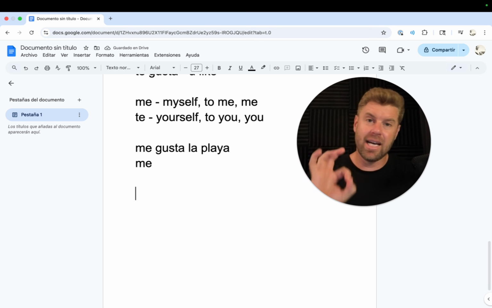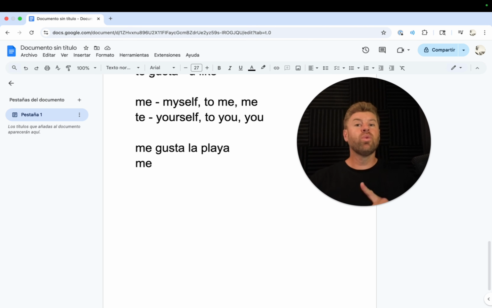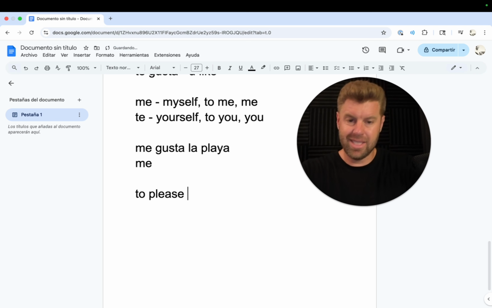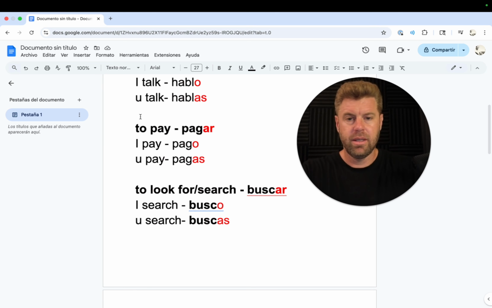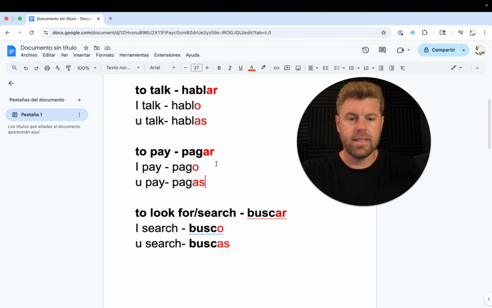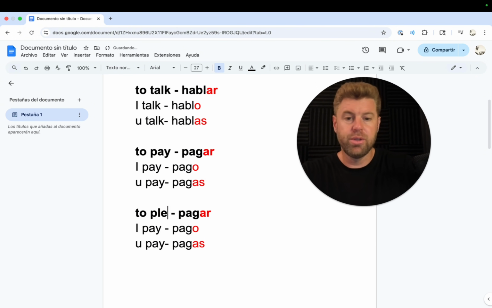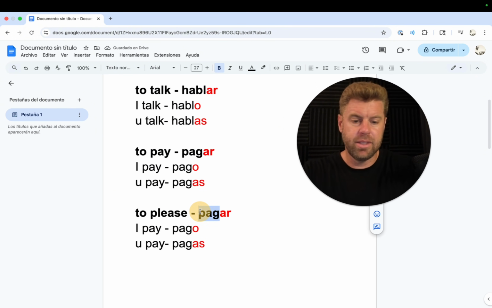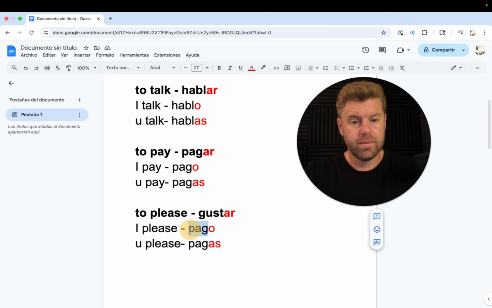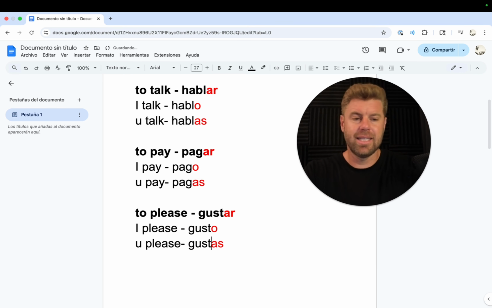Okay, so now we're going to get down to the answer. What if the word gustar actually means to please? Not to like, to please. Let's try this and run it through the test. I'm going to copy paste this up here. All right, let's run this by that same test and change this to please. Imagine that means gustar. I please, gusto. You please, gustas. Okay. Now there's one more thing we haven't got to yet.